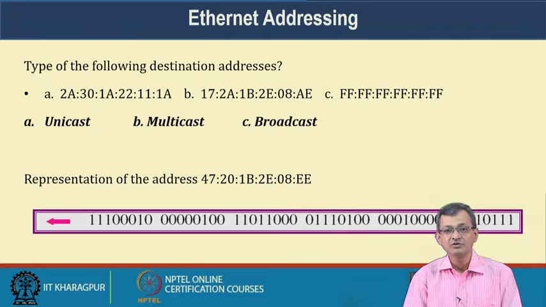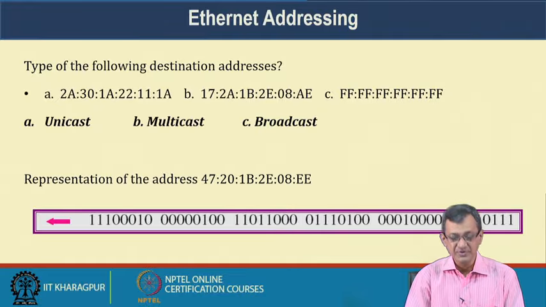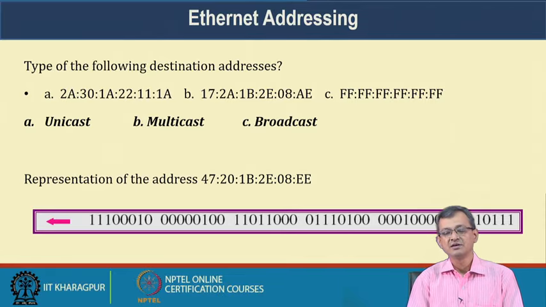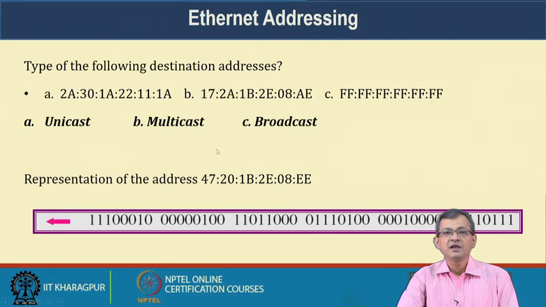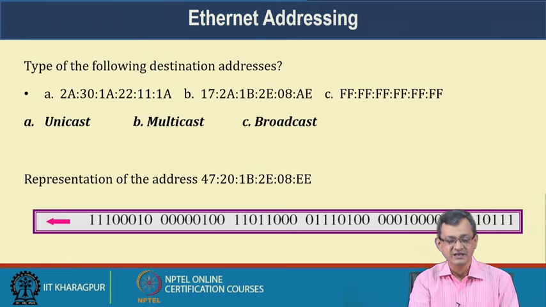0, 1, 0, 0, 0, 1, 0, 0 and 7 is 0, 1, 1. So, it should have been 0, 1, 0, 0, 0, 1, 1. So, that is a mistake here, please correct it. Anyway, these are the bitwise representations, and when the sender is sending and the receiver is receiving, it goes in this direction.